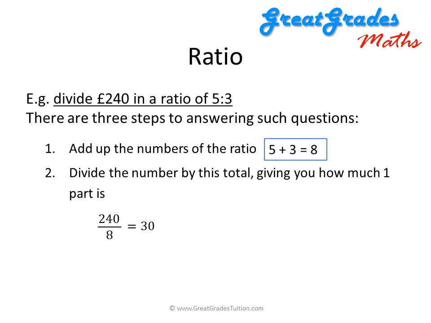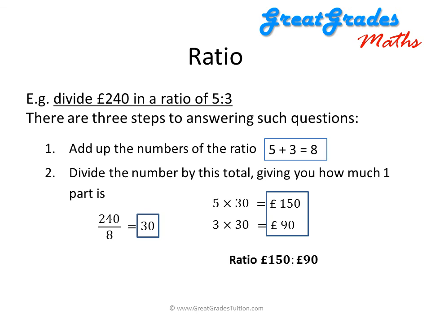Now we take that 30 and multiply it by the numbers of the ratio. So first of all we multiply it by the 5. So 5 times 30, that gives us 150, and then 3 times 30, well, that gives us 90. So this is our final answer. We've split up 240 into a ratio of 5 to 3, giving £150 and £90.